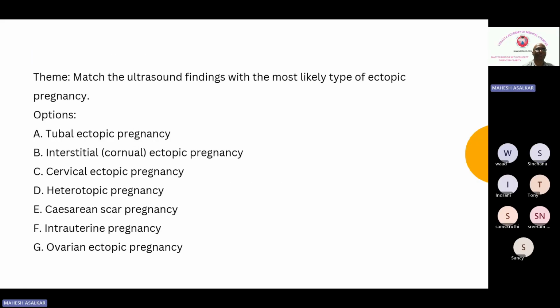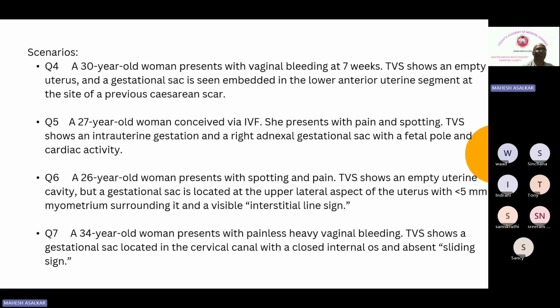Now, sir, EMQ. Match the ultrasound findings with the most likely type of ectopic pregnancies. I will show you these options. We'll go for the question. Solve all four one by one, then I'll show you the options.